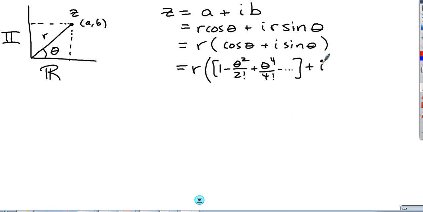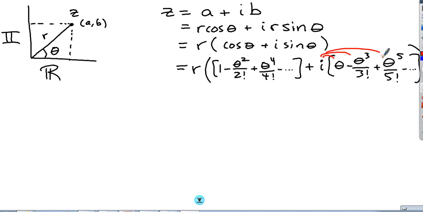Then I'm going to have plus I, and then in for sine we have all the odd powers. So we start with theta, and then we're going to have minus theta cubed over 3 factorial plus theta to the 5th over 5 factorial minus dot dot dot. And so there we have what looks like a mess. But first we need to distribute this I to all these terms. And then I want to rearrange all these terms, mix them all around, and get them in order by the power of x, or in this case power of theta.